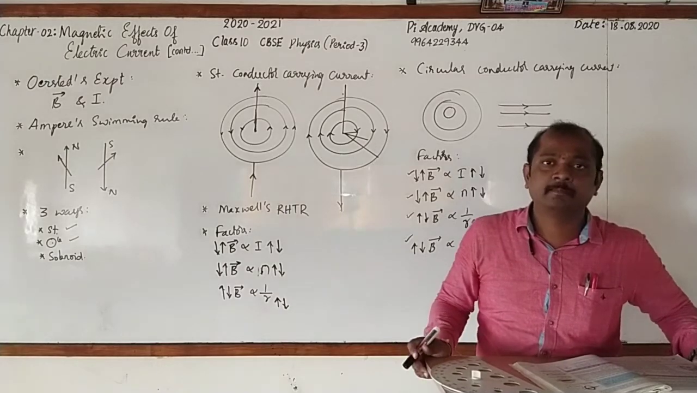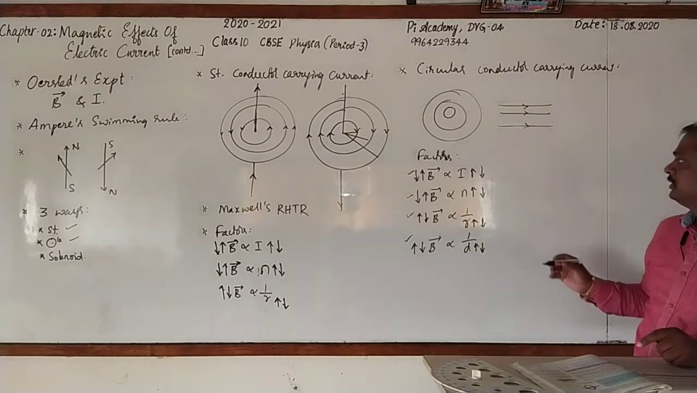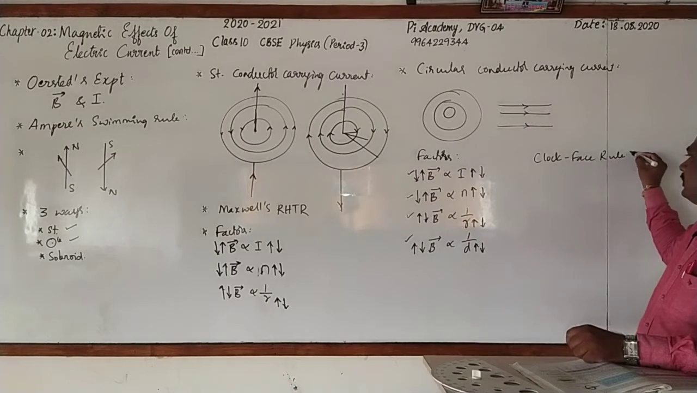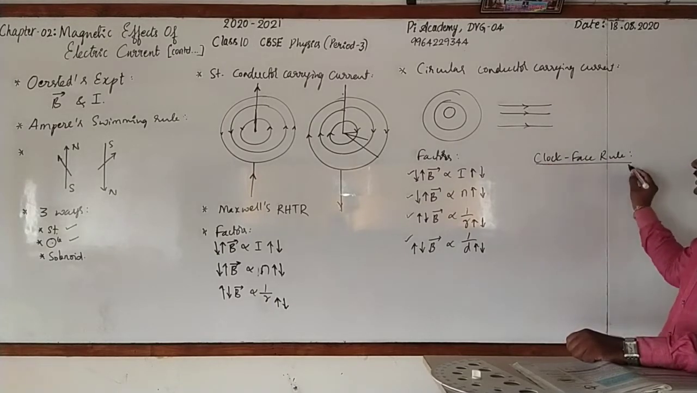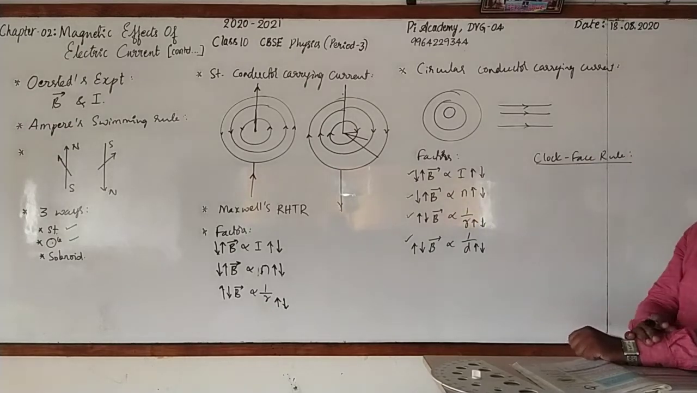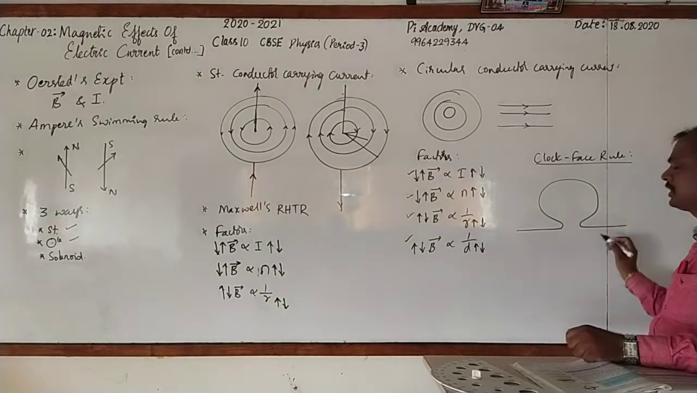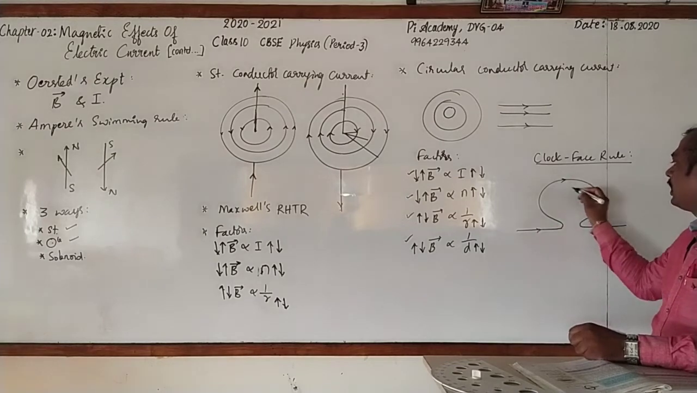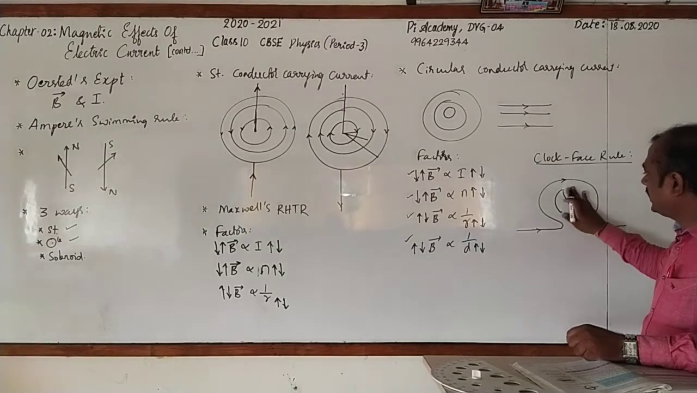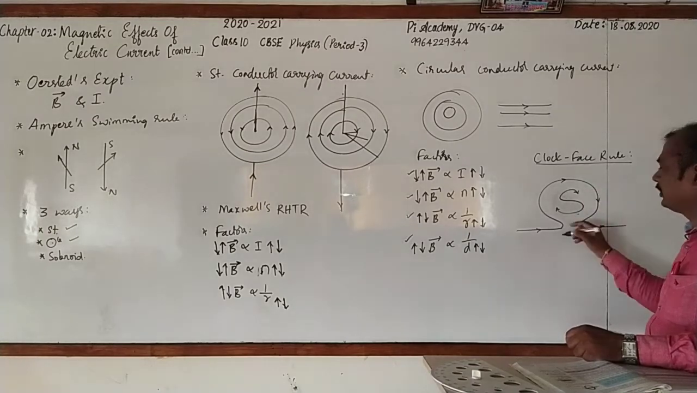And in case of a circular conductor carrying current, we can even identify the poles of the magnet because it acts as a magnet. To know that, we used a rule. What is that? Yes, you are right. It is the clock face rule. According to this, when current flows in the circular conductor, if the direction of current around the circular conductor appears to be clockwise, then that pole acts as south. See, that pole acts as south.